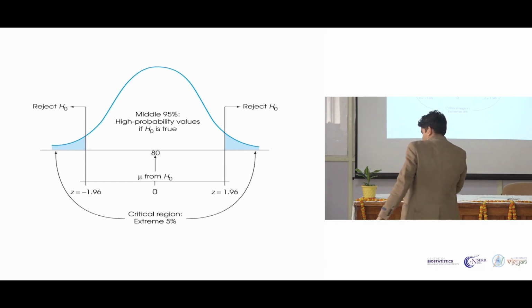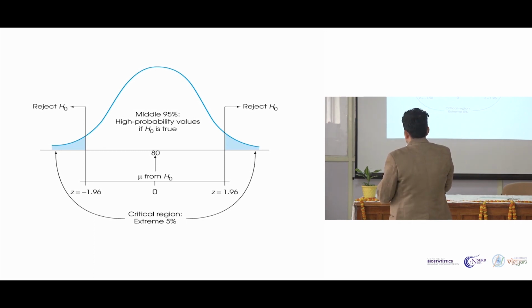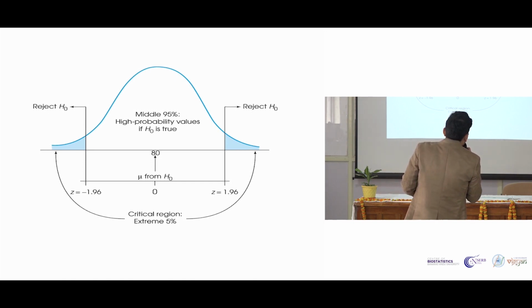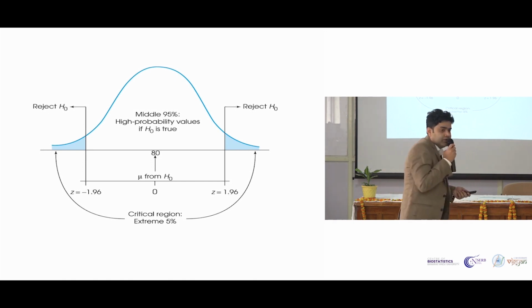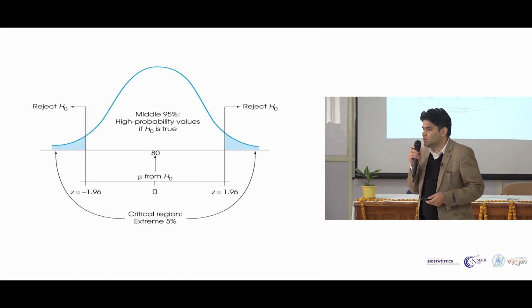What is the Z value at 99% confidence interval? It is 1.96 at 95%. At 99, I think it is 2.58. Yes, 2.58. So you can get these values from the Z table.